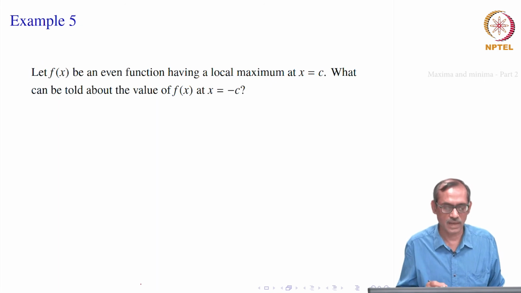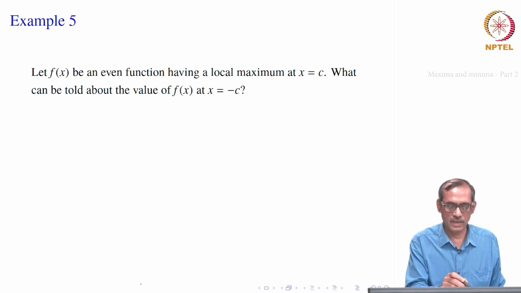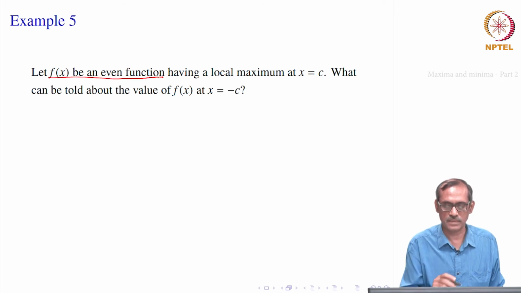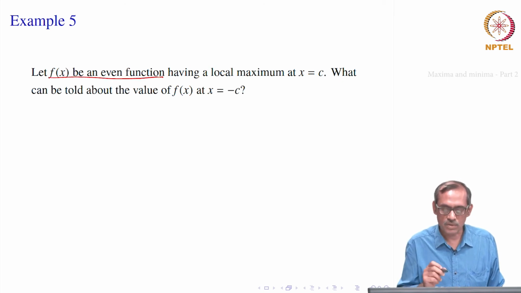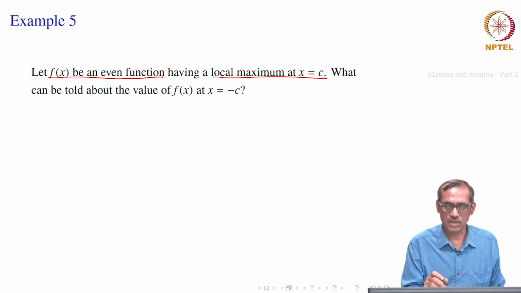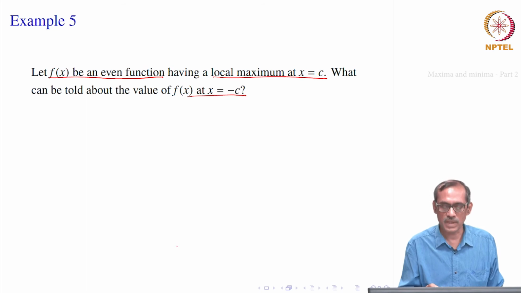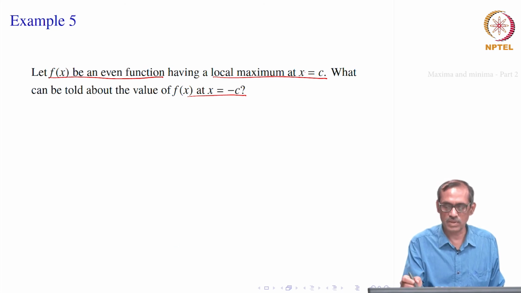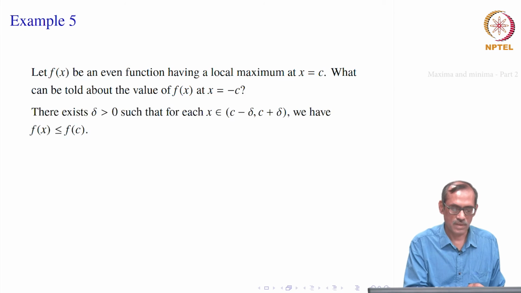So, let us take another example, which is a different kind of thing. It is given that f of x is an even function, and it has a local maximum at x equal to c. We want to find out whether there is a local maximum or a local minimum or some such thing at x equal to minus c. Because it is even, there is something to do with c and minus c. So, what do we do?